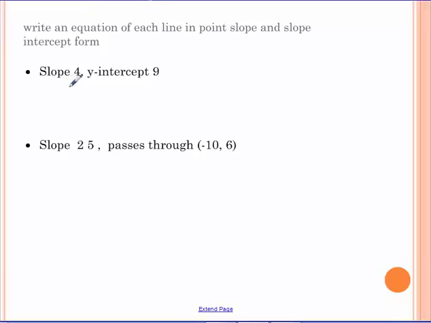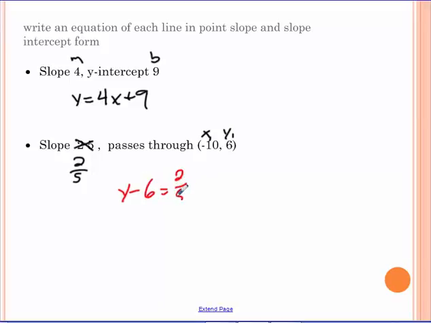First one, we have a slope of 4, y-intercept of 9. So if you have a slope m, y-intercept b, y equals mx plus b. This, I'm not sure what happened here. Let's make that 2 over 5. So we have a slope of 2/5. We have x1 right here. We have y1 right here. So y minus y1 equals m times x minus negative 10. So I'm going to write that as plus 10.